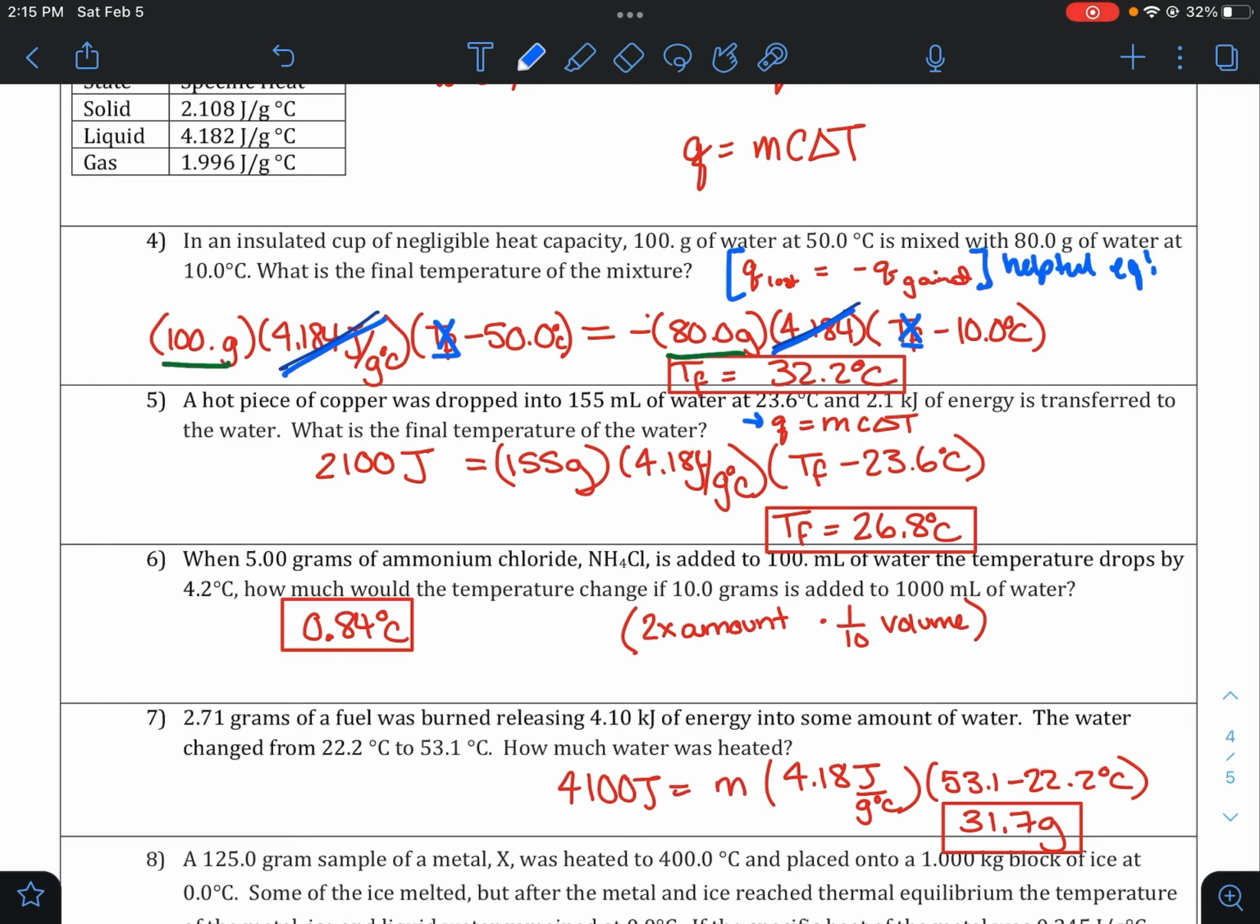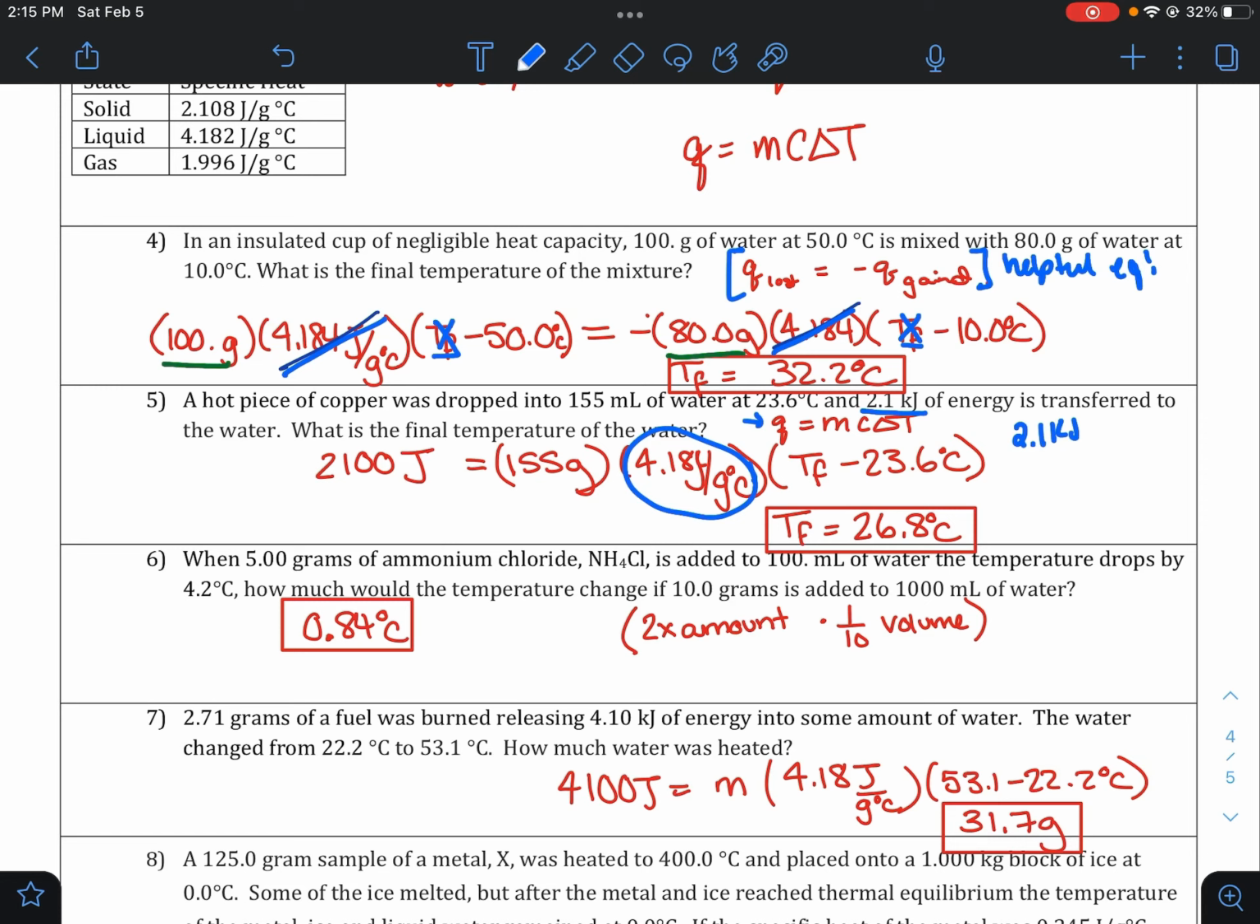What I need you to notice here is, in the specific heat capacity of water, pay attention to the units. Right there, it says 4.18 joules. The amount of energy, or the amount of heat, is 2.1 kilojoules. In order for those units to cancel, they either both have to be in kilojoules or they both have to be in joules. It doesn't matter to me which way you do it.